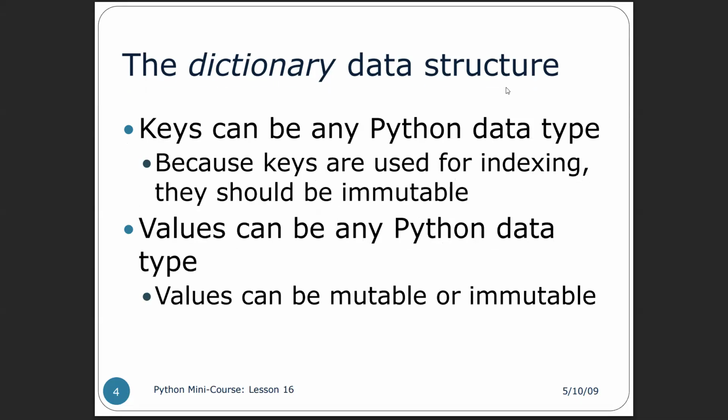Next one, keys. Keys can be any Python data type. Coming to the keys, you can mention any data type, whether it is an integer, float, or string data type. Why can you mention any data type? Because keys are used for indexing. They should be immutable.